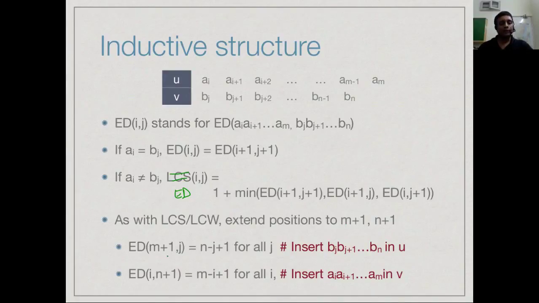If one of the words is empty, then the number of changes I need to make is to insert everything from the other word. So if I am looking at bj plus 1 to bn, and on this side I have nothing, then what is the edit distance? Well, I have to basically insert this many letters. How many letters are there? n minus j plus 1. So the edit distance when u is empty and v is at position j is n minus j plus 1. Likewise, when v is empty and u is not, it's m minus i plus 1, because I have to insert all those letters. So this is a slight difference. It's not 0, but it's the cost of using up the letters which are missing in this word.